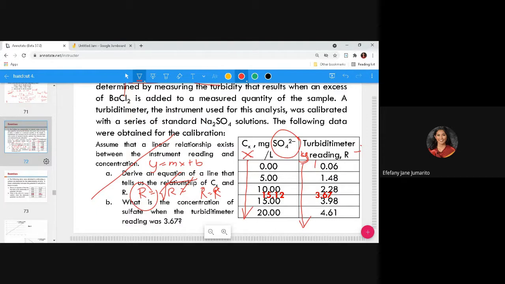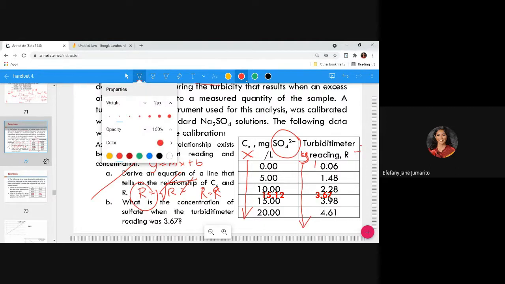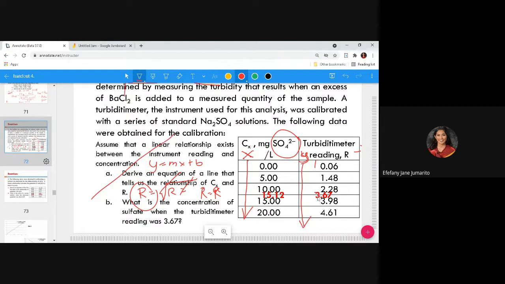Now, letter B. What is the concentration of the sulfate when the turbidity meter reading is 3.67? Okay, so we are asked about 3.67 here. If 3.67 is your reading, what will be the value of your concentration?